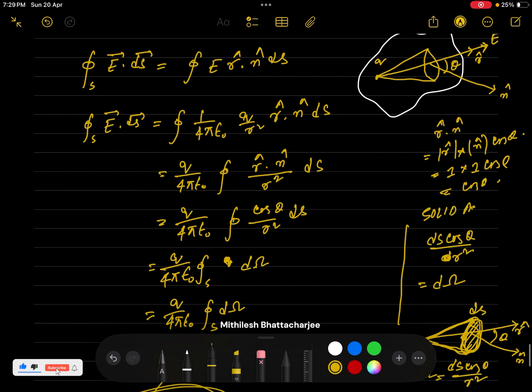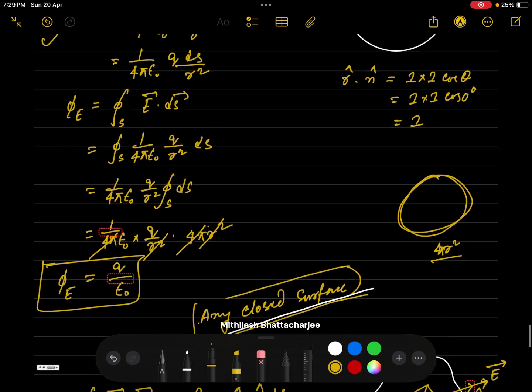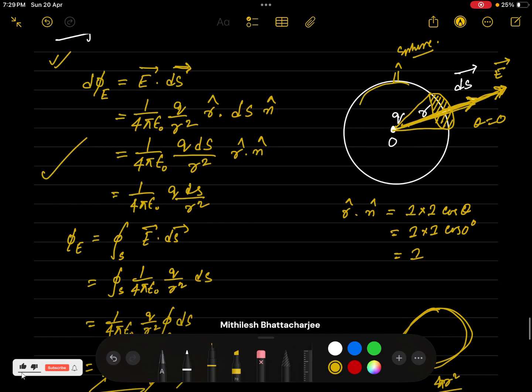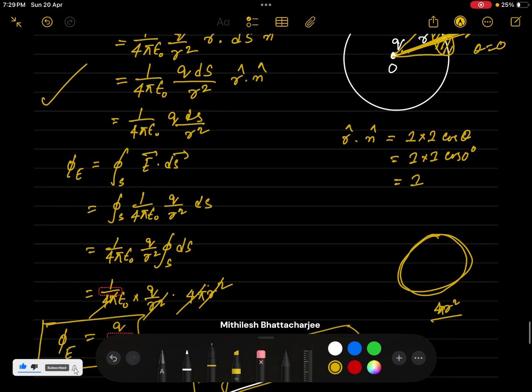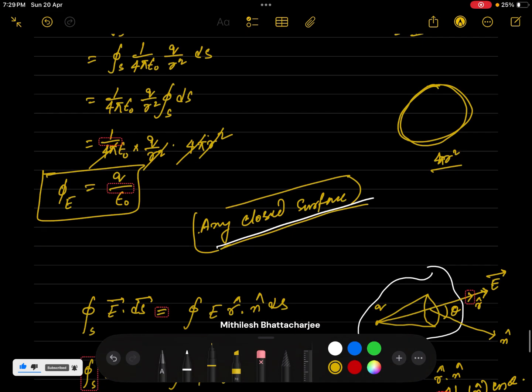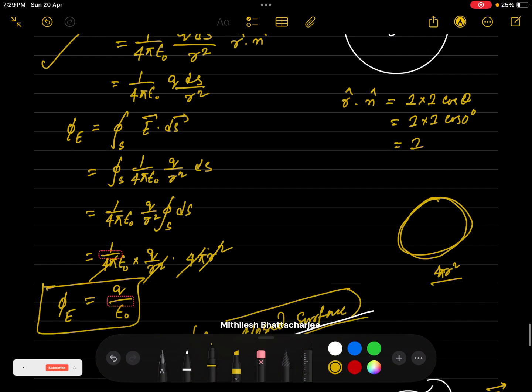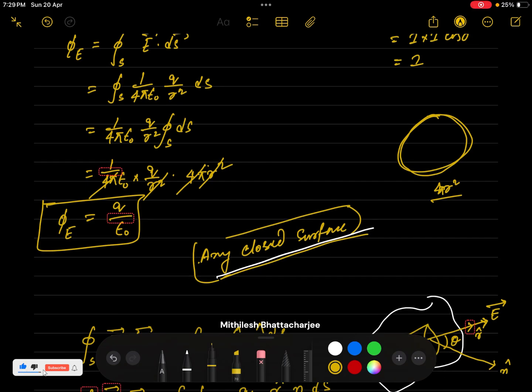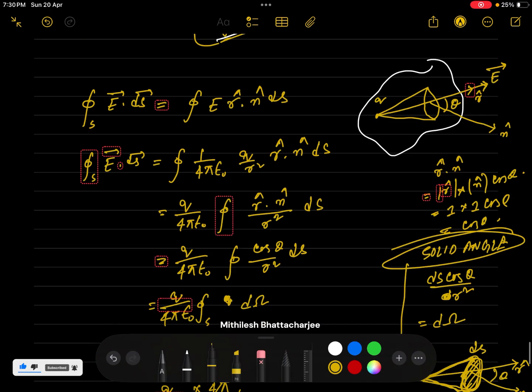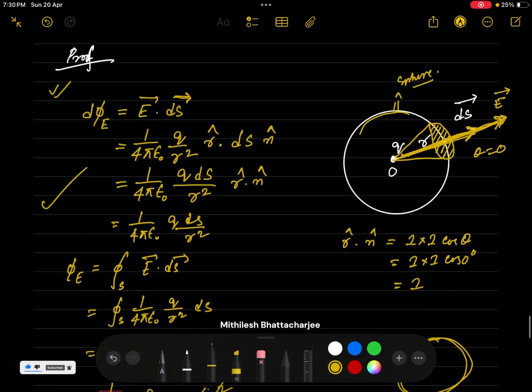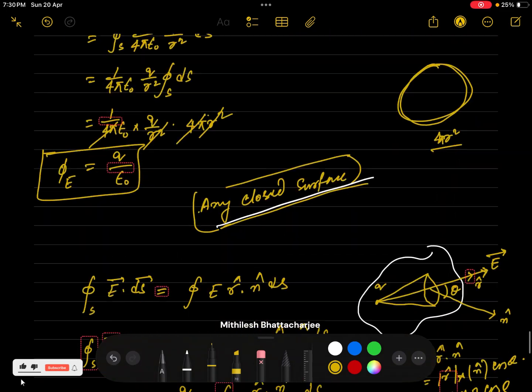Solid angle will be there, and in case of just the symmetric case, direct integration will be there, which in case of a sphere, the integration will be what? 4 pi r square. Right? So in your exam, you can prove it.